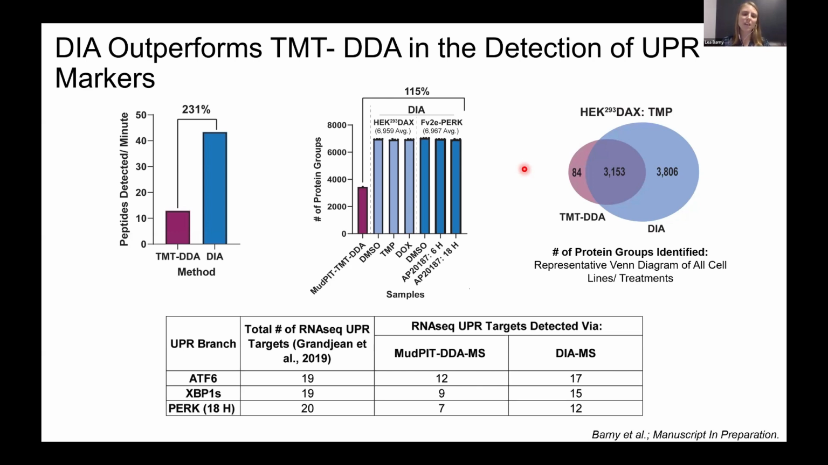So if we take a look at some of the previous targets that were devised using RNA-seq, and we look at how many of those RNA-seq targets we can detect with mass spec, we see that DIA really allows us to get at more of these very low abundant targets. And that's really the challenge that studying the UPR has also faced from an analytical perspective.